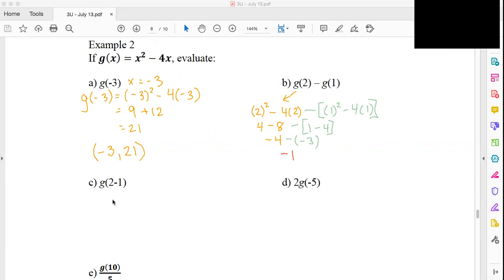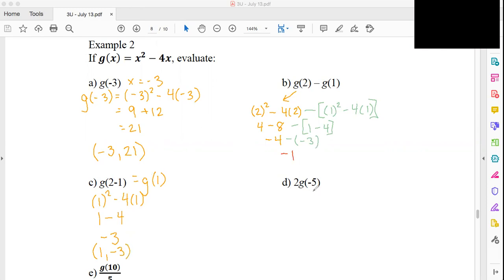If we look at this one, so this will be the same thing as g of 1. So we're just going to do the exact same thing. So 1 squared minus 4 times 1. 1 minus 4, and it'll be -3. So if we put it in an ordered pair, that would be 1, -3.